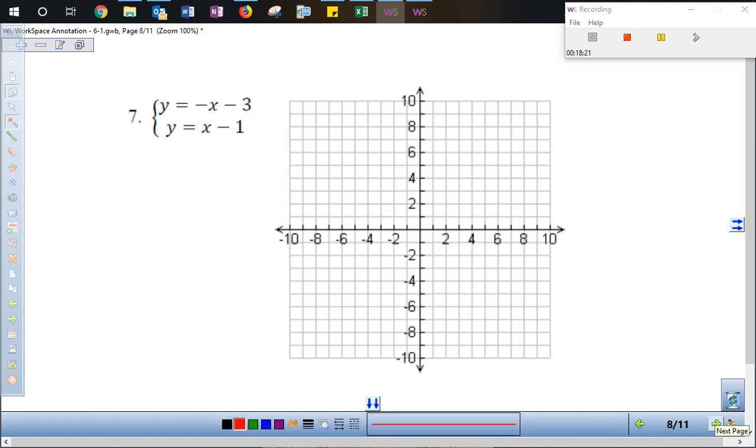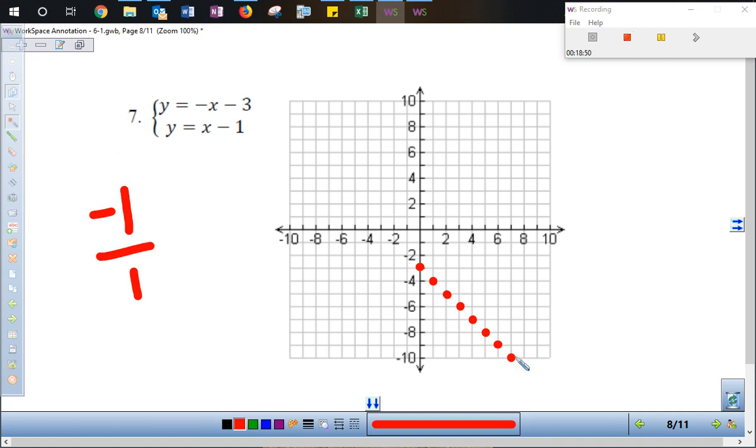On number 7, let's go ahead and start by graphing the first equation. I have y equals -x minus 3, so I have a y-intercept of -3. Here's my pen on the origin. I'm going to start at -3 on the y-axis, and I have a slope of -1. Remember, -1 is a -1 over a +1. So that's going to go down 1 to the right 1, down 1 to the right 1, and I'm just going to keep going, down 1 to the right 1.